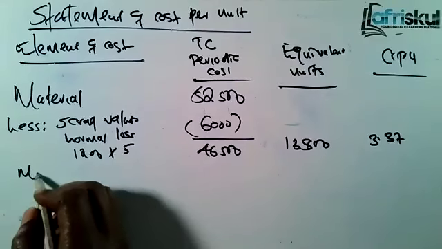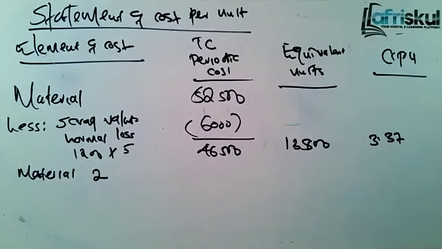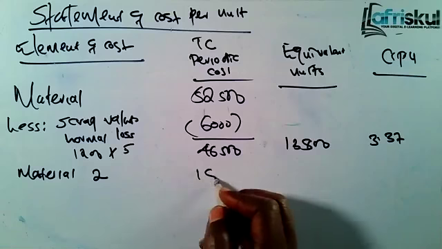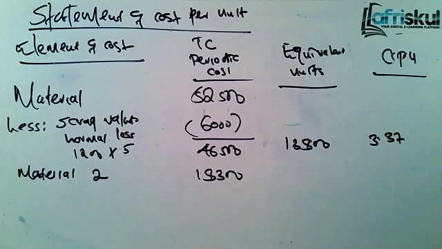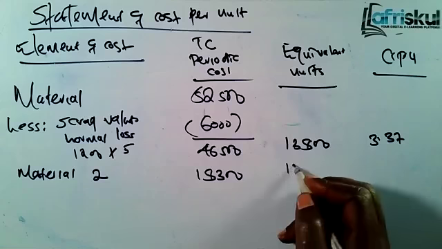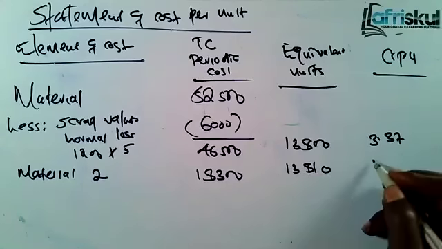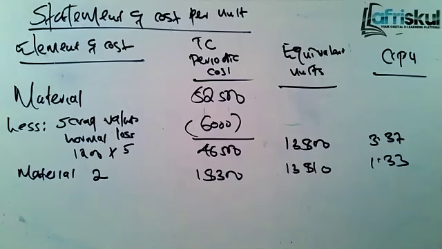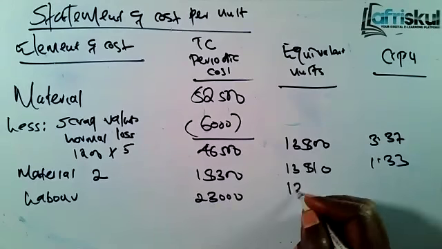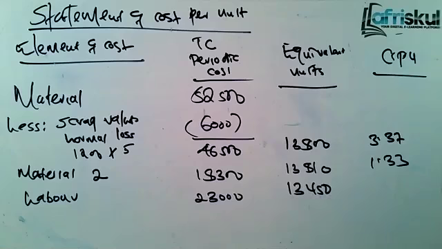Material 2, the actual cost is given, which is 18,300. You divide by the equivalent units, which was 13,810, you get 1.33. And then we have labor. The cost is also provided, which is 23,000 in note number 3. You divide by the equivalent units, which is 13,450.